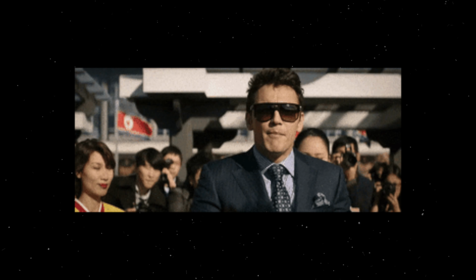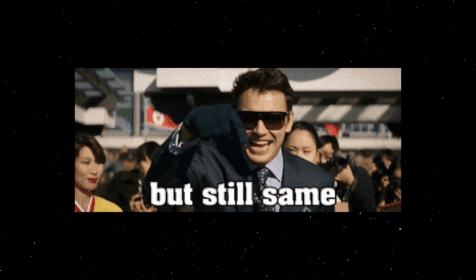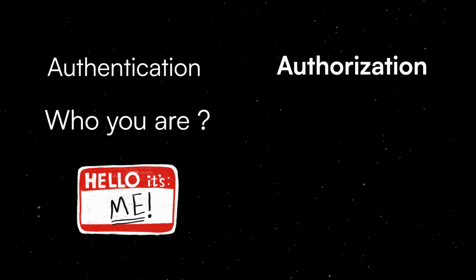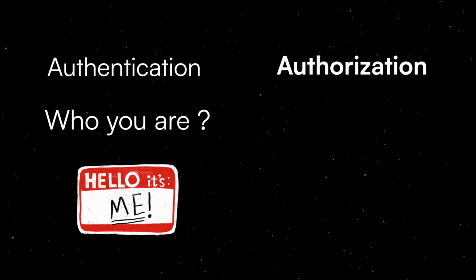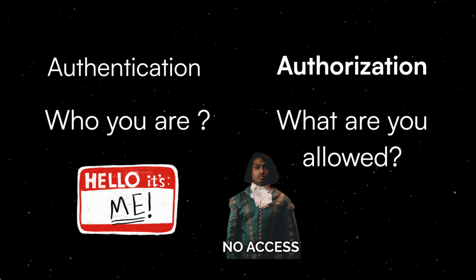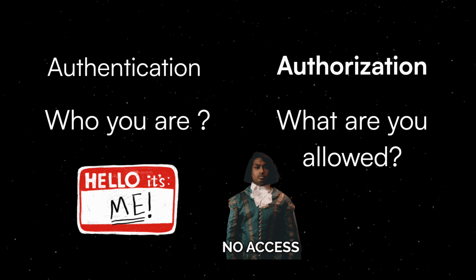Before anything else, two words that sound similar but mean completely different things. Authentication and authorization. Authentication lets apps know who you are. This is about identity, proving you are who you say you are. Authorization. What are you allowed to do? This is about permissions. Even if I know who you are, can you access this resource?